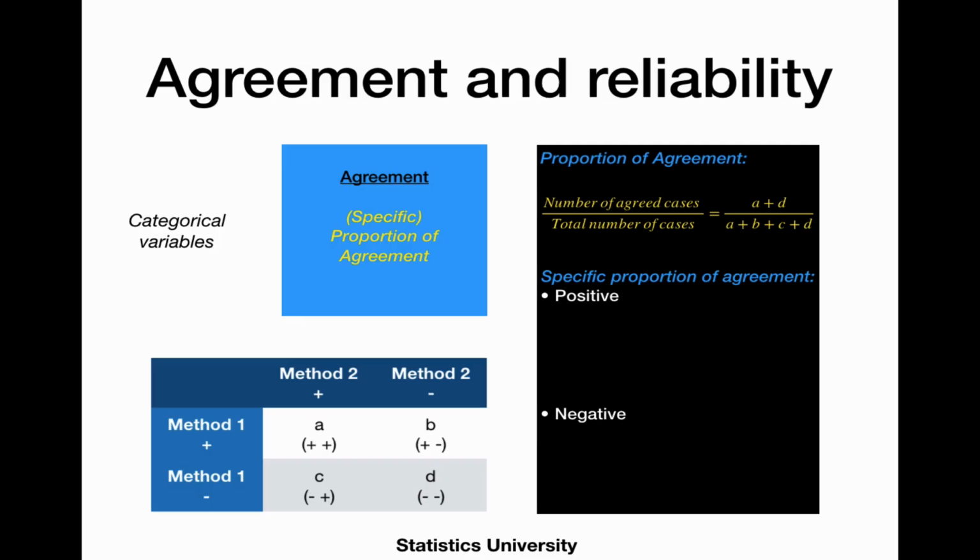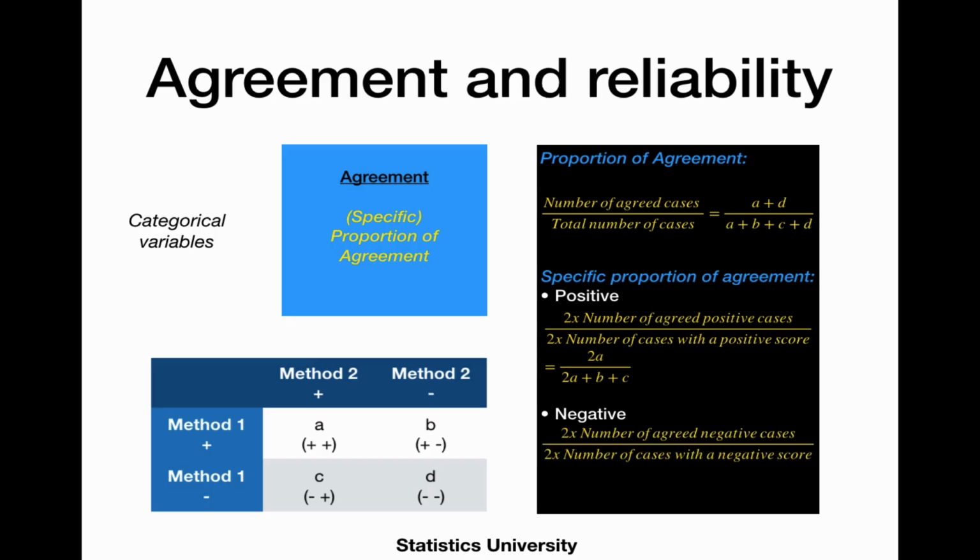But we can also calculate positive and negative specific proportions of agreement. For positive, we take 2 times the number of agreed positive cases and divide it by 2 times the number of cases with a positive score. That is, in this situation, 2A divided by 2A plus B plus C. So all the scores except for D because it has no positive score. And for the negative specific proportion of agreement, we take 2 times the number of agreed negative cases and divide it by 2 times the number of cases with a negative score. So all the scores except for A.